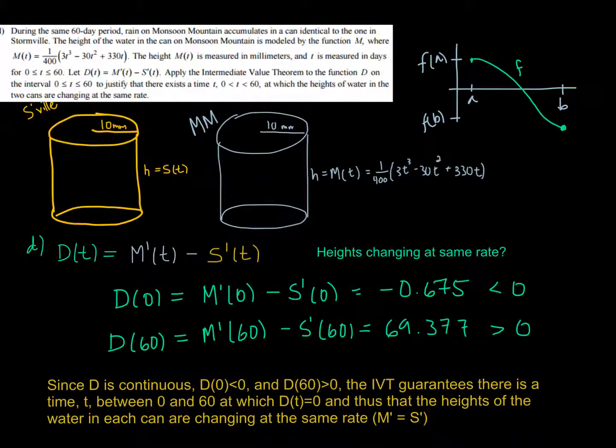So here I have written, since d is continuous, d of 0 is less than 0, and d of 60 is greater than 0, the intermediate value theorem guarantees there is a time between 0 and 60 at which d of t is equal to 0, and thus the heights of water in each can are changing at the same rate. In other words, m prime equals s prime.